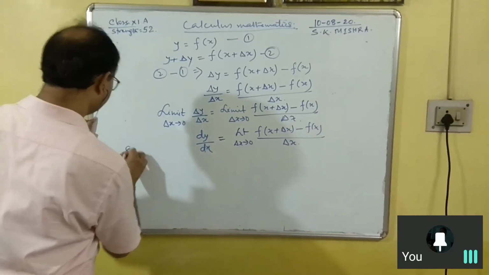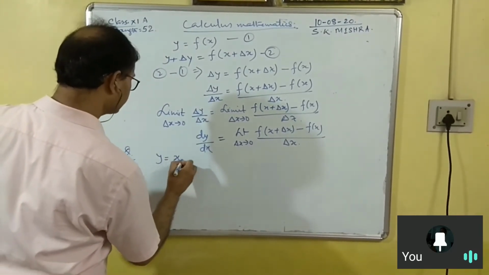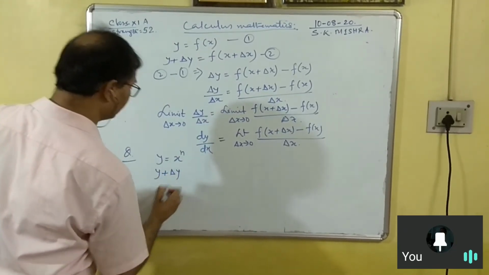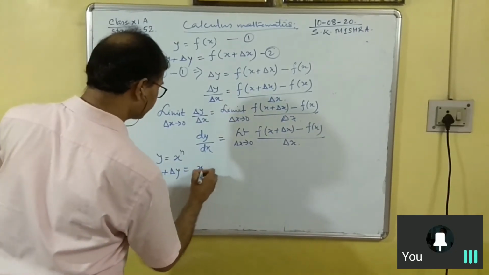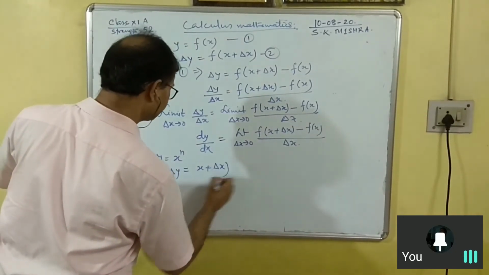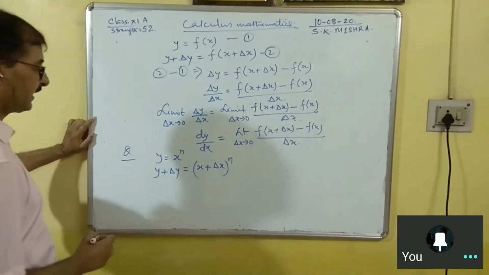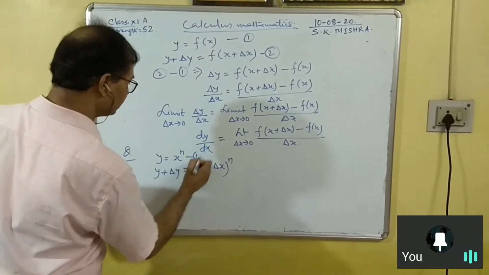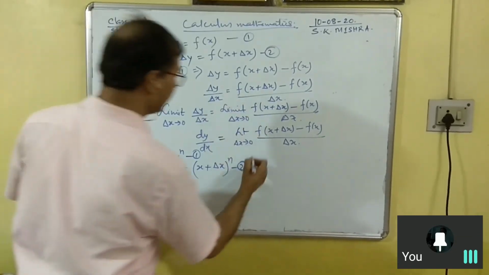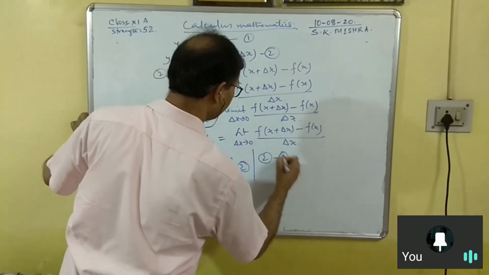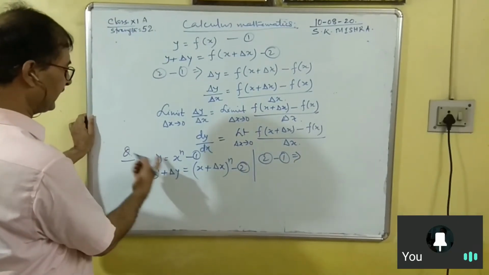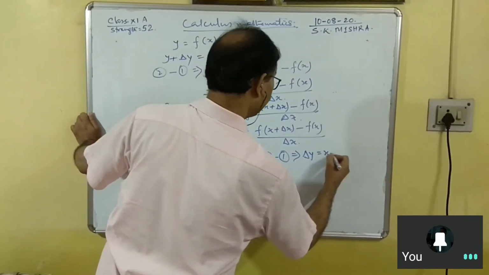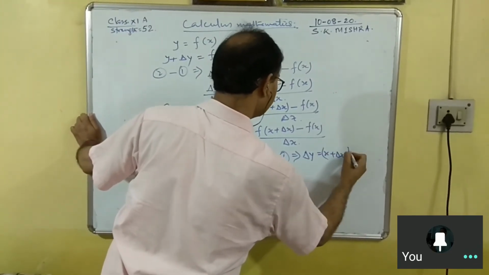If you have a function y is equal to x raised to n, then if you give a small increment in y, del y, then the corresponding increment in x gives x plus del x raised to n. Okay, now subtract: y plus del y minus y. If you consider this equation 1, and this one as equation 2, then what is 2 minus 1? Equation 2 minus equation 1 implies that y plus del y minus y, y will cancel out, you are getting del y. So del y is equal to x plus del x raised to n minus x raised to n.